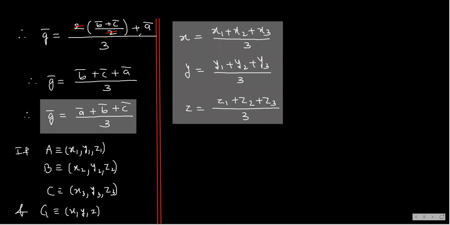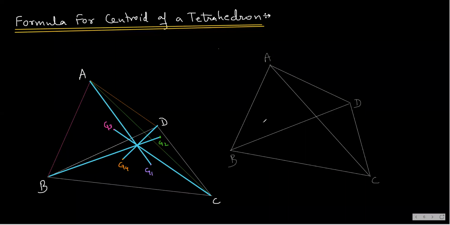The next we are going to take is the formula for the centroid of a tetrahedron. In order to explain this, I have drawn two figures. What is a tetrahedron? A tetrahedron is a solid figure and it has four triangles. Because of these four triangles, there are four vertices of the tetrahedron: A, B, C, D. I want you all to focus on this diagram first, and then we will go to the other diagram.